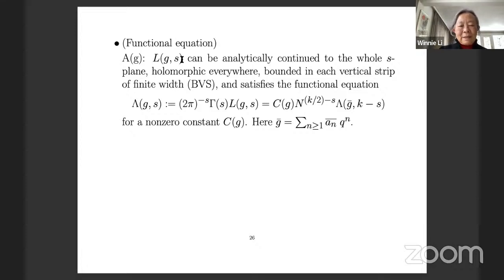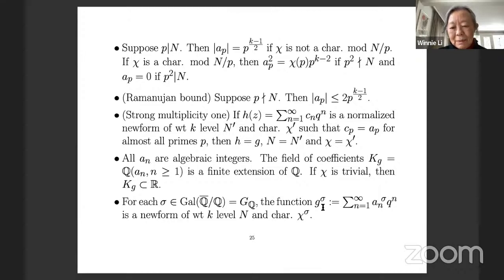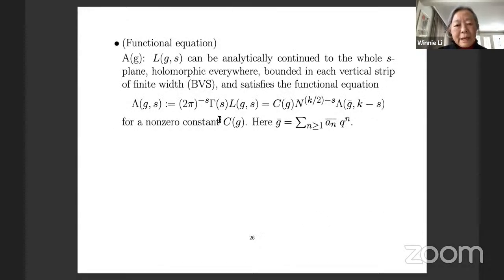And there's a symmetry. It satisfies a functional equation, which relates the modular form g with the modular form we call g bar, whose Fourier coefficients are complex conjugates. We know that if we take sigma to be the complex conjugation, then we get a new form with a character which is chi bar. And the variable s and the variable k minus s.